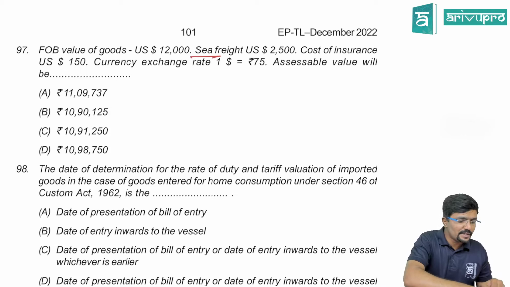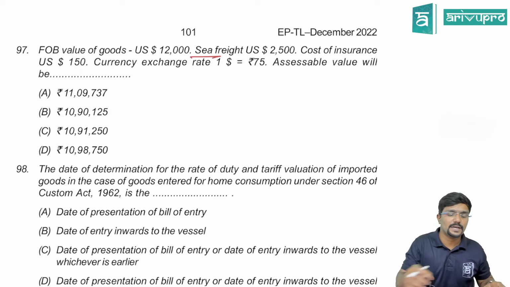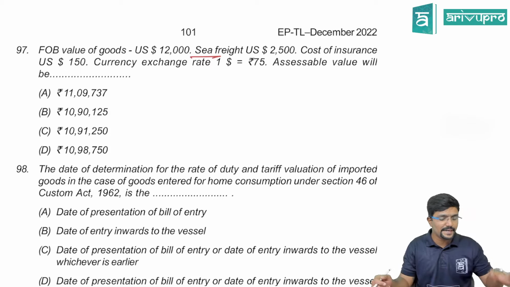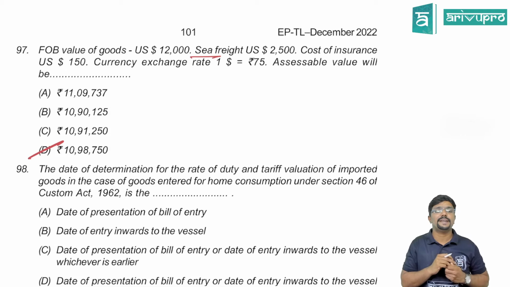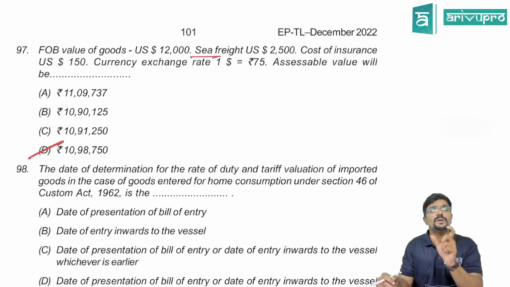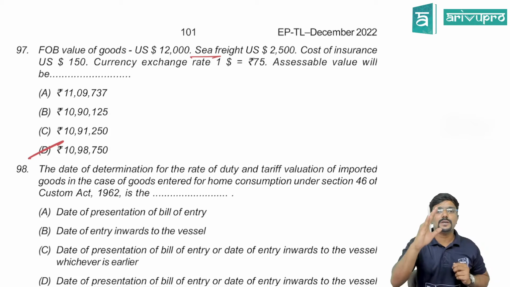So just add up everything, 12,000 plus 2,500 plus 150. You will get CIF, which is 14,650, which is in dollar. Convert that by applying the exchange rate 75. 10,98,750. So the answer is D. 10,98,750. And in case of import, we have to include cost including insurance and freight, which is 12,000 plus 2,500 plus 150, guys.